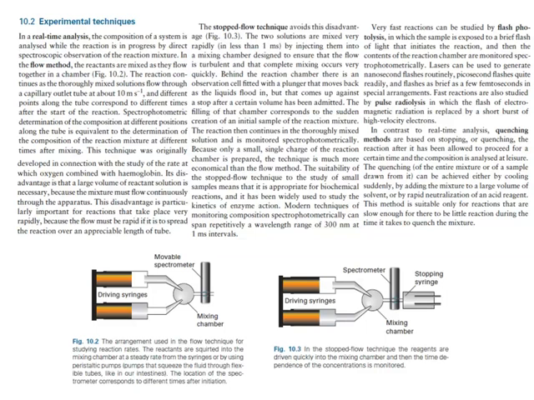In contrast to real-time analysis, quenching methods are based on stopping or quenching the reaction after it's been allowed to proceed for a certain time, and the composition is then analyzed at leisure. The quenching of the entire mixture or a sample drawn from it can be achieved either by cooling suddenly, by adding the mixture to a large volume of solvent, or by rapidly neutralizing an acid reagent. The method is suitable only for reactions that are slow enough for there to be little reaction during the time it takes to quench the mixture.